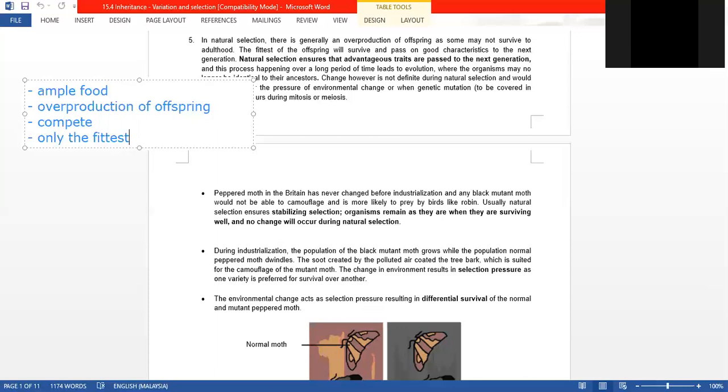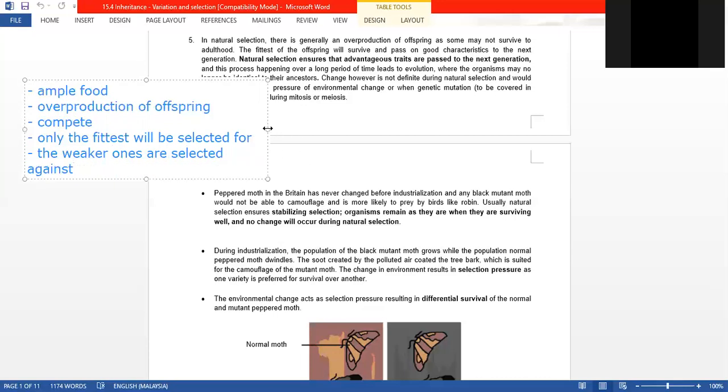So only the fittest will be selected for. This is the keyword, selected for. Selected for means they are favored. Okay? The weaker ones are selected against. So if you are selected against, we will explain in terms of the fittest.